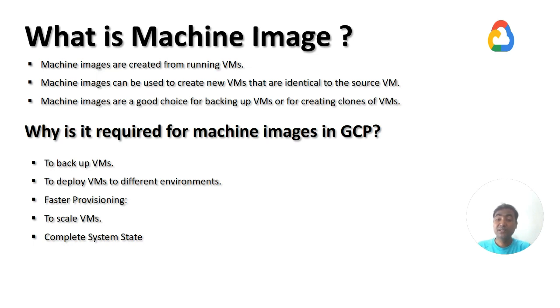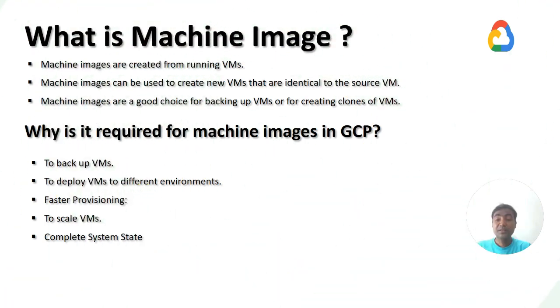Complete system state. Guys, machine images capture the complete state of a virtual machine, VM, including the operating system, installed software and configuration, and attached data disks. This allows for easy replication and recovery of the entire environment.